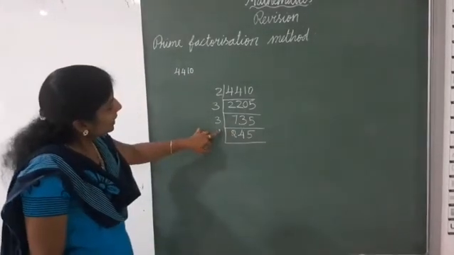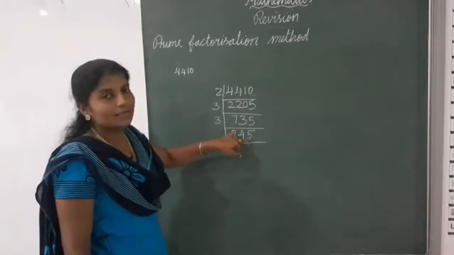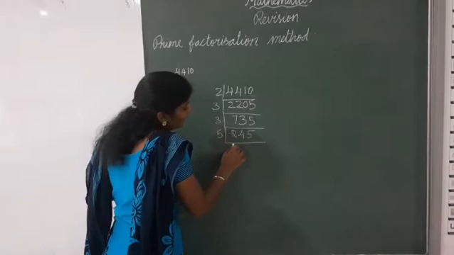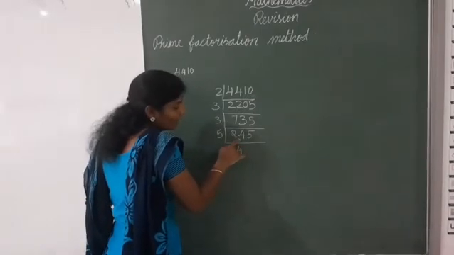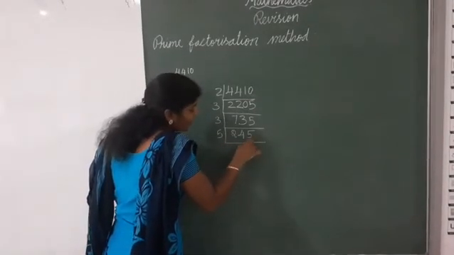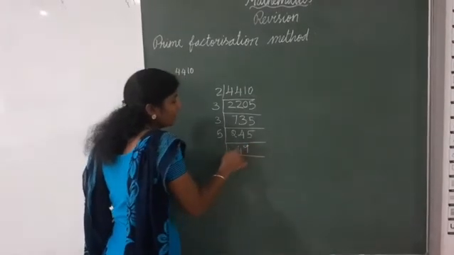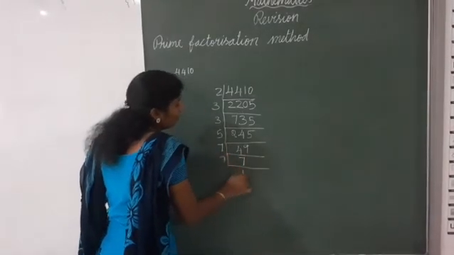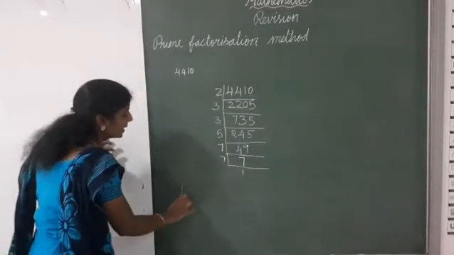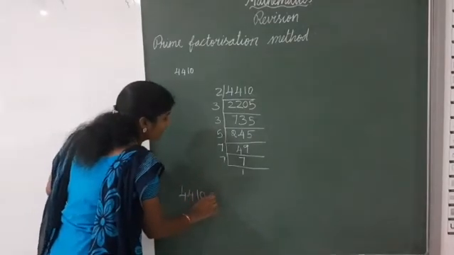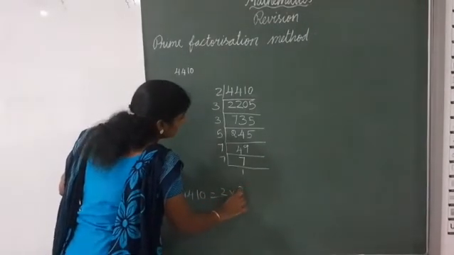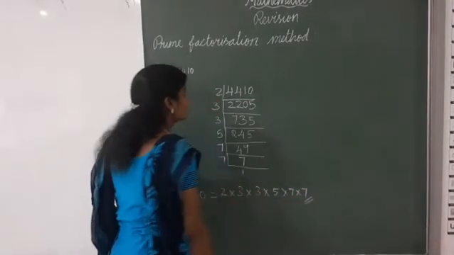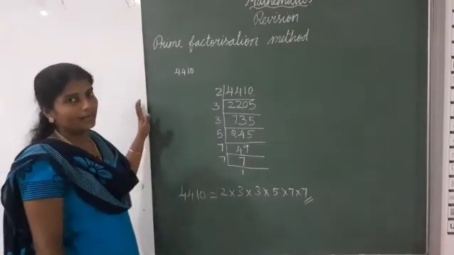Now here 8 3s are 24 but this 5 is not in the 3 table. So we can use the 5 table. 4 5s are 20. 4 balance 45. 9 5s are 45. Then 49 is in the 7 table. 7 sevens are 49. Now what are the prime factors of 4410? 4410 is equal to 2 into 3 into 3 into 5 into 7 into 7. This is the prime factorization method.